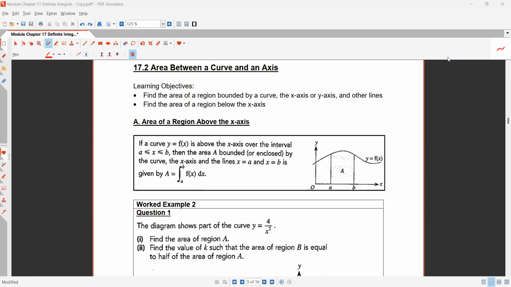And another thing is if the shaded region is below, meaning that your graph is somewhere below the x-axis, maybe somewhere here.